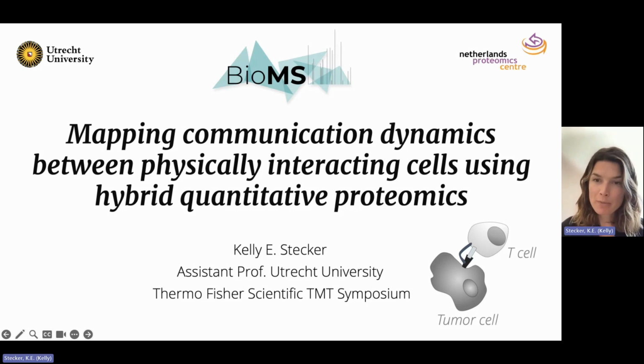So one of my research interests is to use mass spectrometry to study protein interactions and protein signaling events that are important for regulating how tumor cells interact with and respond to immune cells. And today I'll share about a method that we've been developing that allows us to directly quantify signaling dynamics between engaged cytotoxic T cells and their tumor targets.